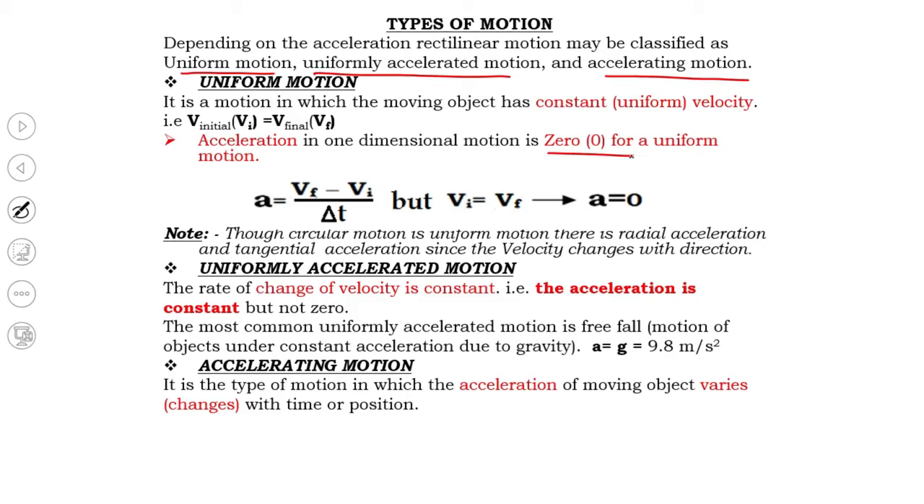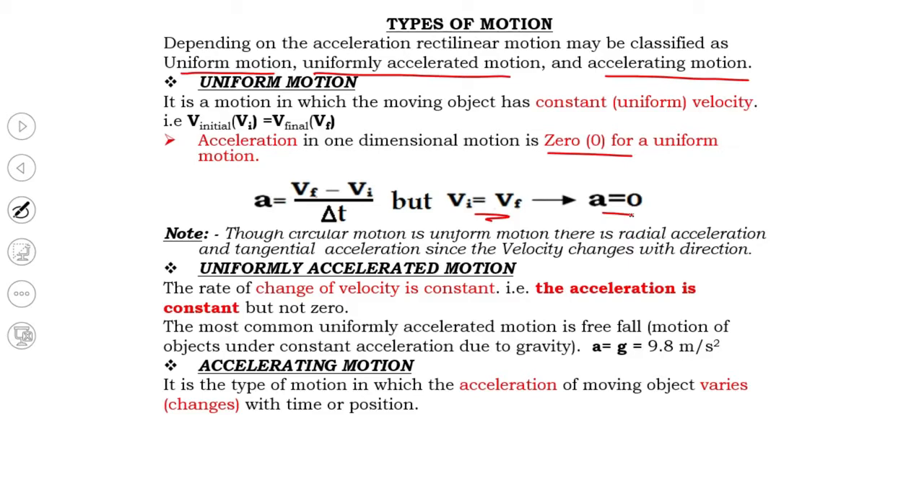We know that we define acceleration as the final velocity minus the initial velocity over time t. But the initial and final velocities are equal. If you subtract equal numbers, it will give you 0. Therefore, keep that for a uniform motion, acceleration is 0, but velocity remains constant.